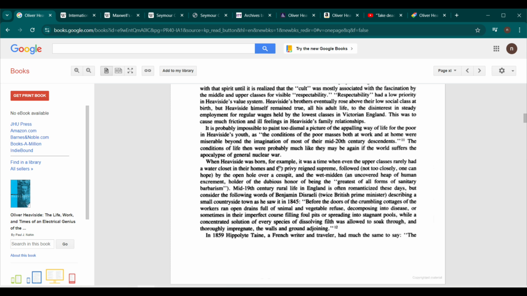When Heaviside was born, for example, it was a time when even the upper classes rarely had a water closet in their homes, and the privy reigned supreme. Followed not too closely, one can hope, by the open hole over a cesspit, and the wet midden holding dubious honor.